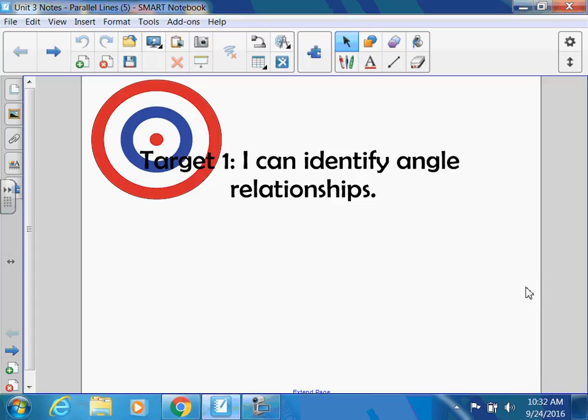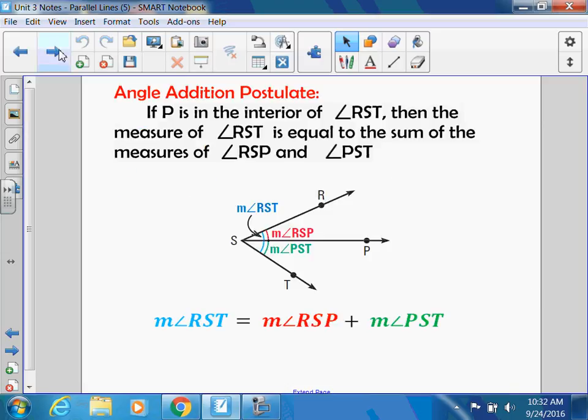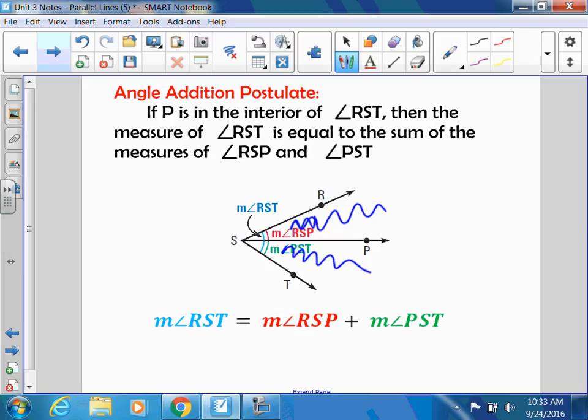All right, so let's identify some angle relationships today. This is target 1 of Unit 3. First thing we're going to talk about is the angle addition postulate. You could read through the definition here. But basically, what the angle addition postulate says is that this angle, RSP, if you add it to this angle, PST, it's going to equal the measurement of the entire angle, RST.